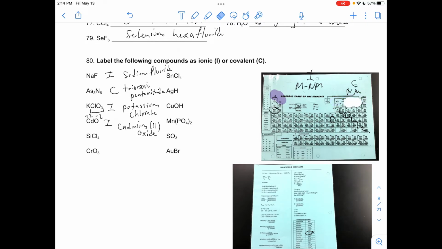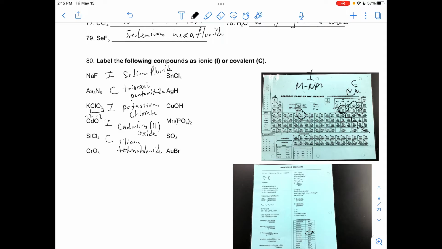Okay, next we have silicon. Okay, silicon, which is over here, and chlorine. So it's a covalent compound. So silicon tetrachloride.